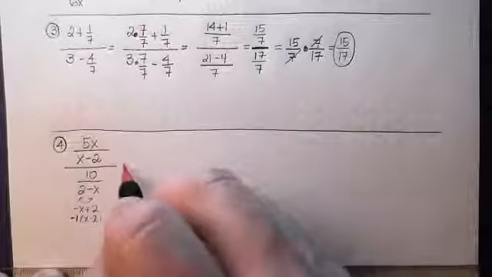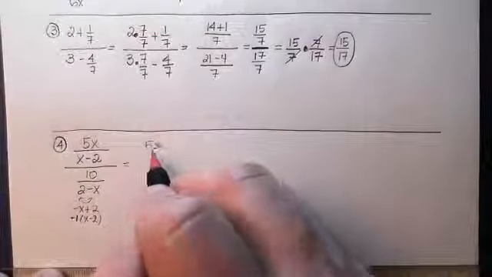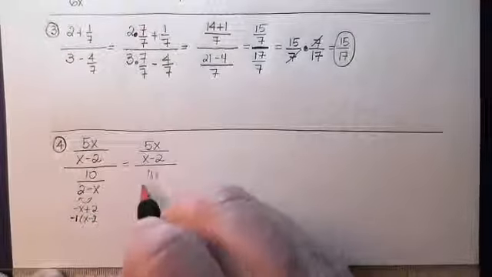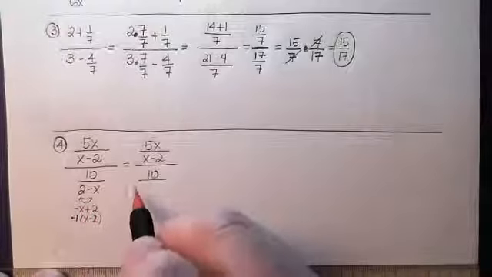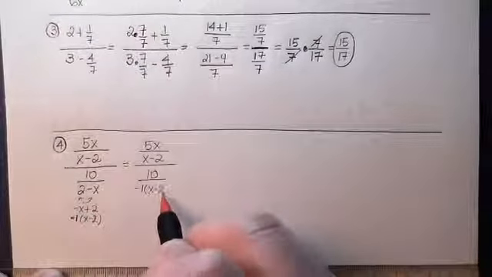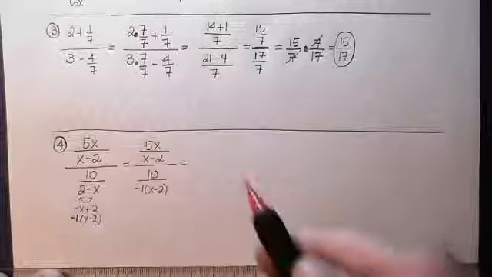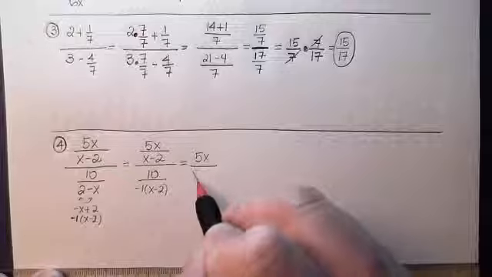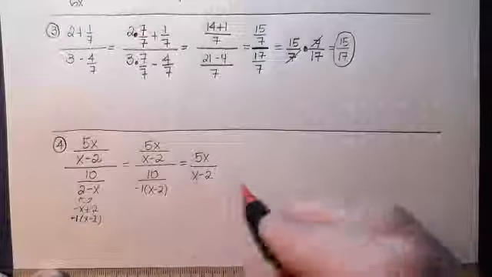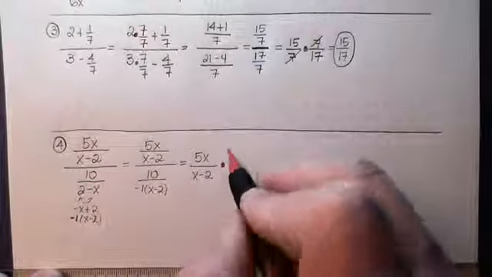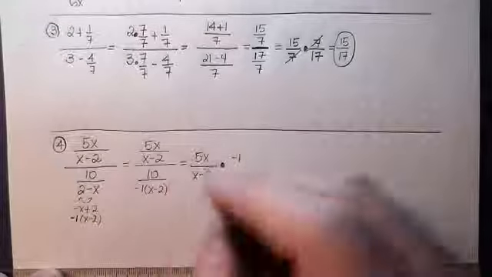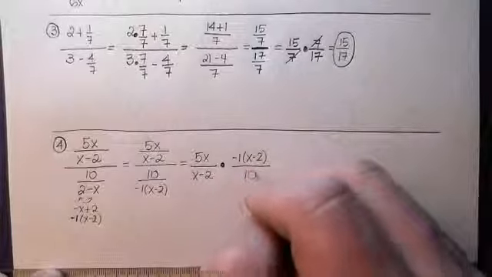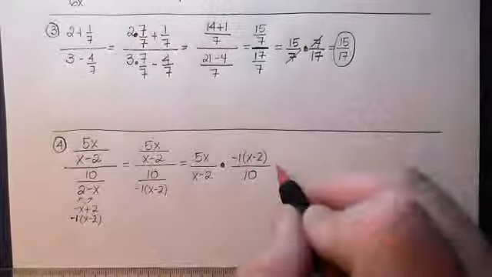Alright, so let's rewrite this again. The only modification we did is on the bottom there, where instead of 2 minus x, we're going to write negative 1 times x minus 2. Now we're ready to proceed with the division. So basically we copy the first fraction, and we're going to change the division to times, and we're going to flip the second term. So the negative 1 times x minus 2 is going to come to the top, and the 10 goes to the bottom. Now the fun begins, where we start canceling things.